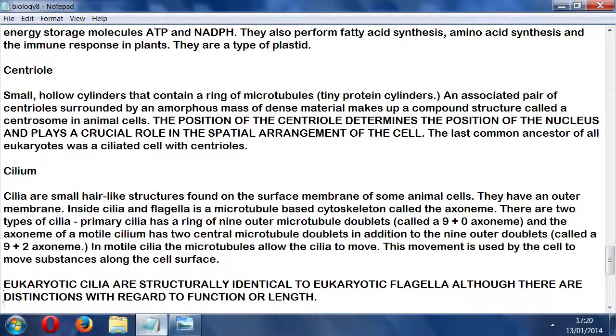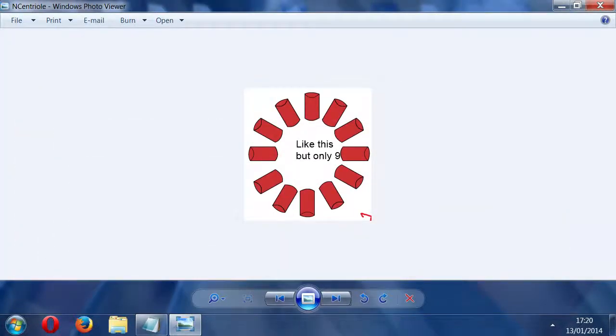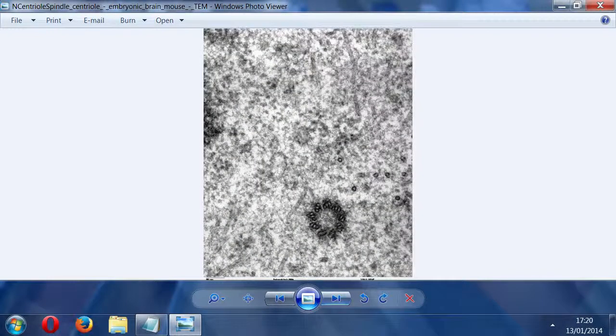Okay, and here my diagram, unfortunately it was incorrect. So there's only actually 9 of these here. And here's a centriole from the brain of a mouse. And we can see we've got 9 there. 9 doublets.